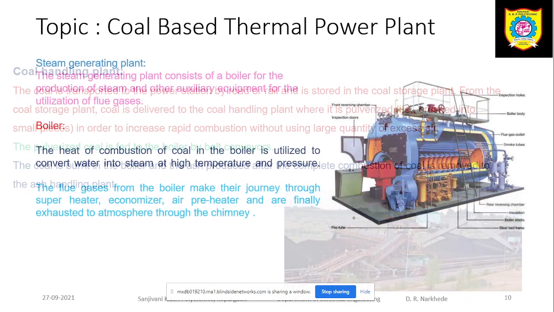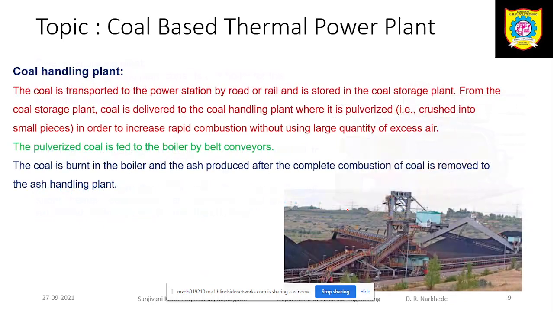Okay, so from this location it is going to be transported here, it is going to be crushed, and here it is going to be converted into the fine powder, and then again it is going to be transported to the boiler section.